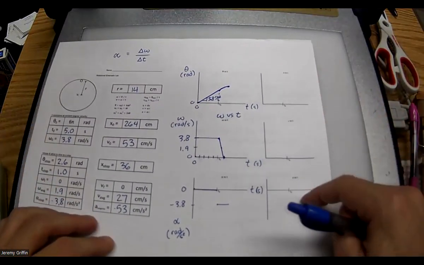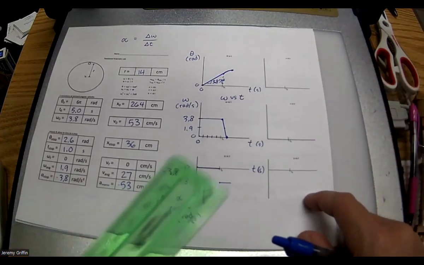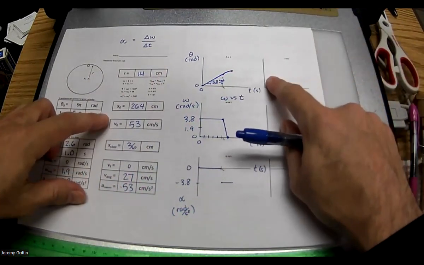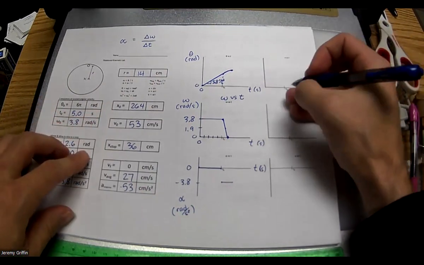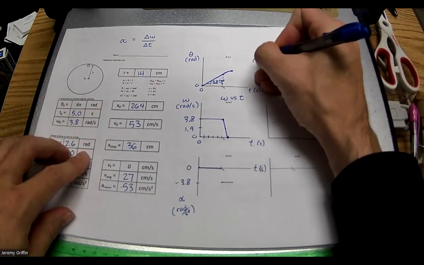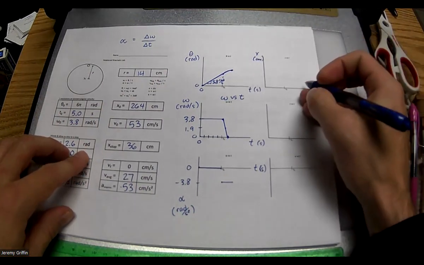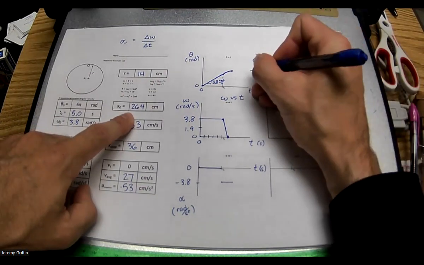Okay, finally, let's knock out these last 3 graphs here. X versus T, V versus T, A versus T. Okay, this is some of the very first stuff that we ever did in this class. We're going to connect it back to that. So here I can plot out these numbers. This was X in centimeters. This is time in seconds. During the first 5 seconds, it went 264 centimeters.